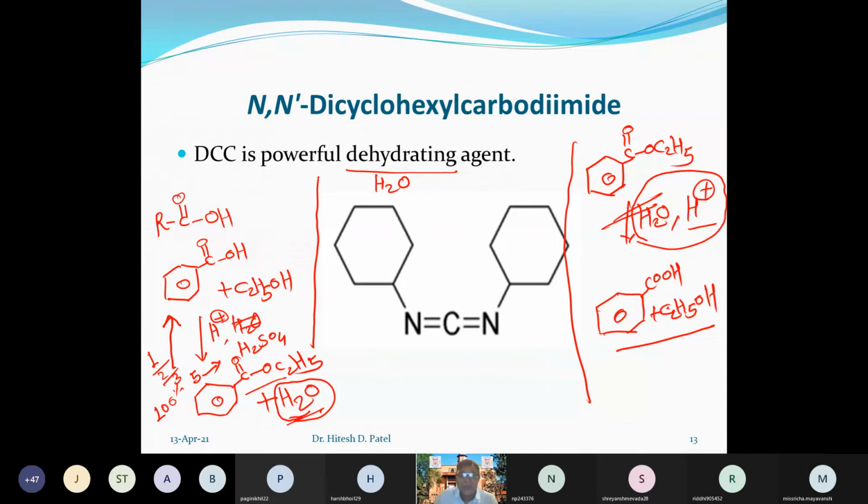In your mind, maybe you are thinking that we should use excess sulfuric acid, because sulfuric acid is also known as a dehydrating agent. But when we use excess sulfuric acid, its ionization will stop, because sulfuric acid acts as an acid only in the presence of water. If only sulfuric acid is there, it cannot act as a catalyst for esterification.